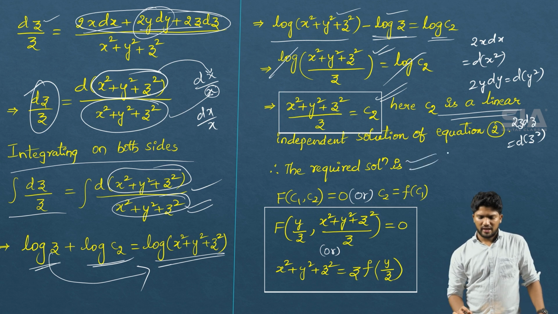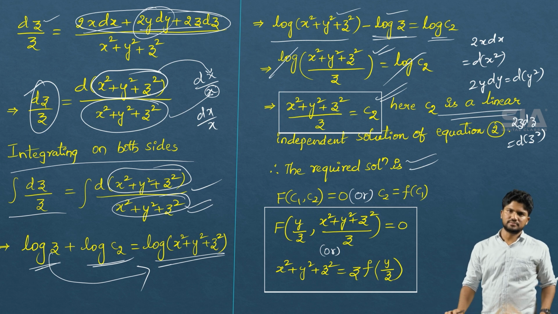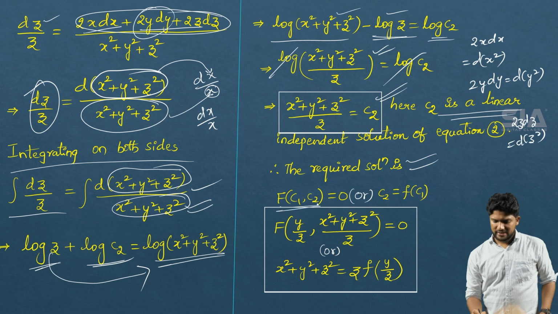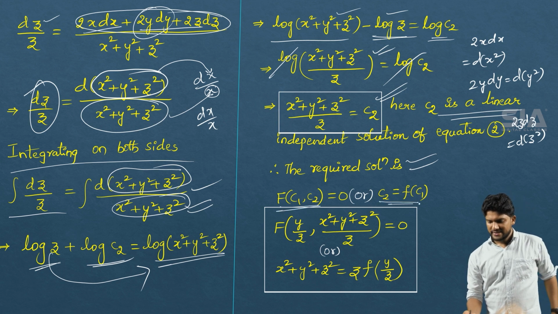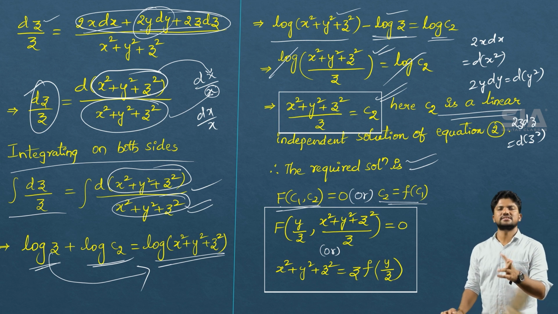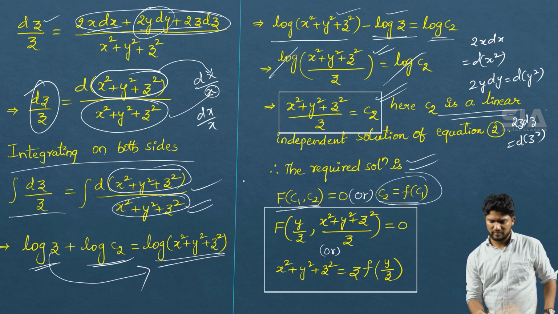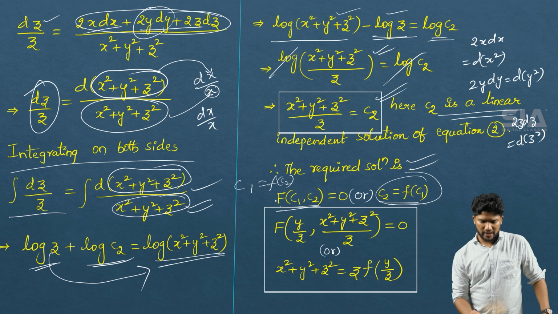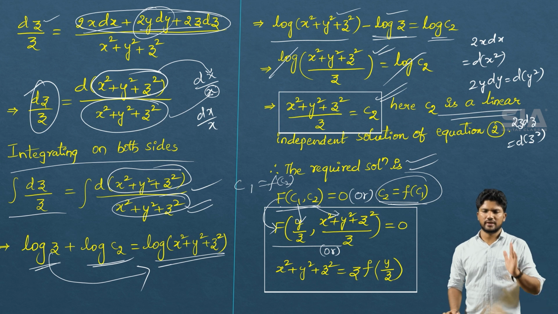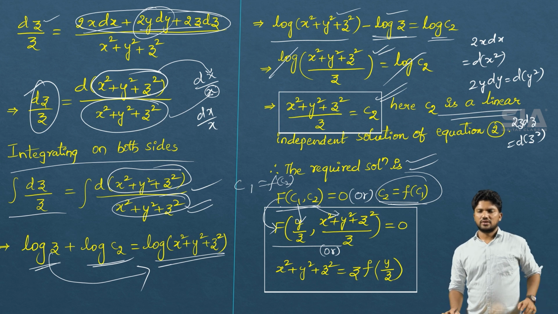So the required solution of equation number 1, that is Lagrange's linear differential equation, is given by, as I explained in the definition, F of (c1, c2) is equal to 0, or c2 is equal to f of c1, or c1 is equal to f of c2. Here, you have c2 is equal to f of c1, but you can write c1 is equal to f of c2 also, no problem. Why? Because those two are solutions only. So according to this equation, capital F of (c1 value y by z, and c2 value (x square plus y square plus z square) by z) is equal to 0.